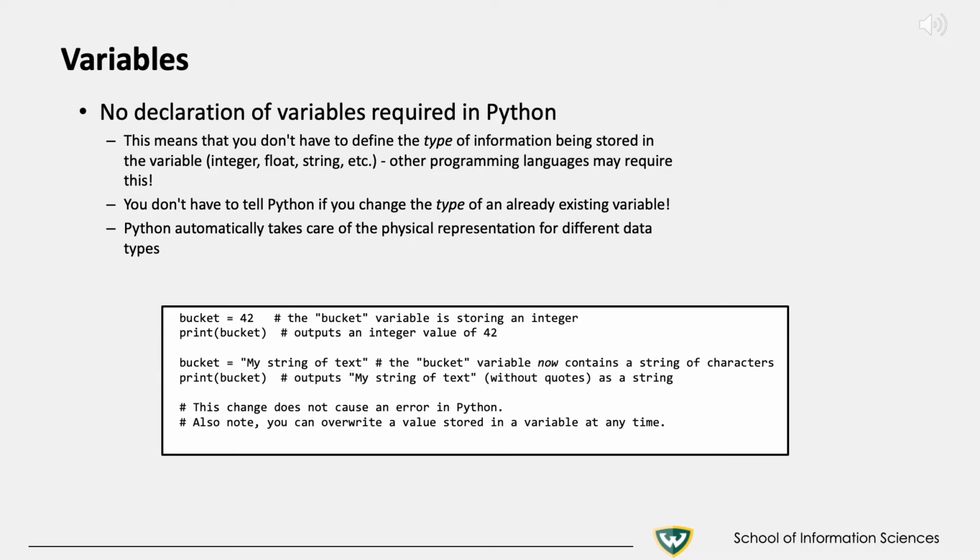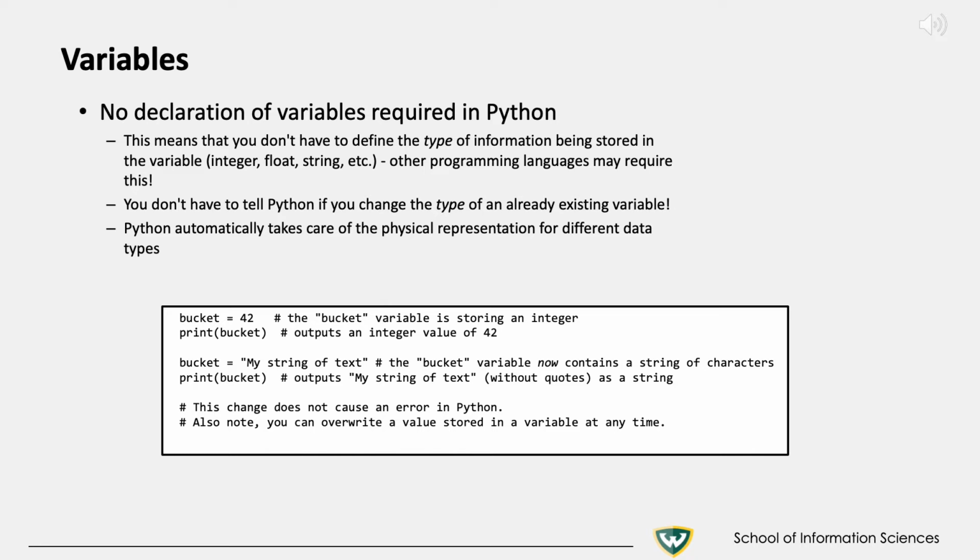In the square white box, you see bucket equals 42. This is from our other screen. What does bucket equal 42 mean? It means 42 is assigned to the bucket. In this case, the bucket variable is storing an integer, a number that's not a decimal. If I want to print the bucket, it outputs an integer value of 42.